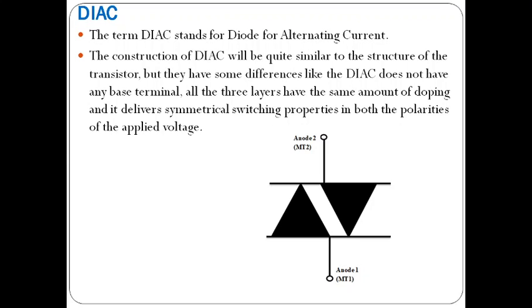This triac is a three terminal device which is triggered by the gate. But coming to the diac, we don't have the third terminal named as gate. Here we are having only two terminals named MT1 and MT2, or otherwise we can say anode 1 and anode 2. Yes, it is a three layer two terminal semiconductor device.